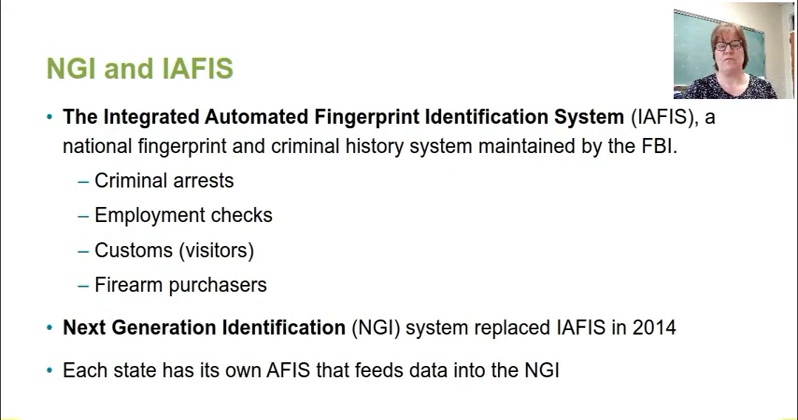So starting off now, it's often called IAFIS, but it's now NGI for Next Generation Identification. So this is the fingerprint database, and this is a fairly large fingerprint database. It's maintained by the FBI, so it's actually maintained by a law enforcement agency. Upon criminal arrest, fingerprints go in there. Employment checks, fingerprints will be taken and entered into the database. Customs, certain visitors have their fingerprints taken. Firearm purchasers have their fingerprints taken. So this is now a fairly large database of fingerprints.